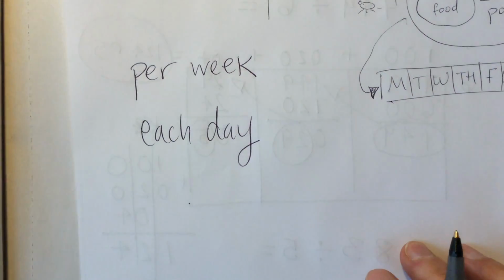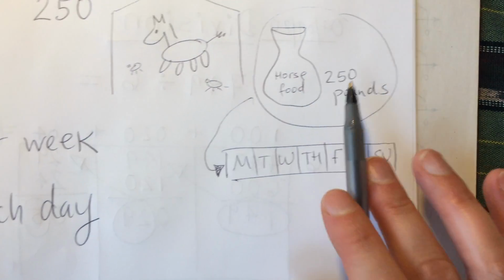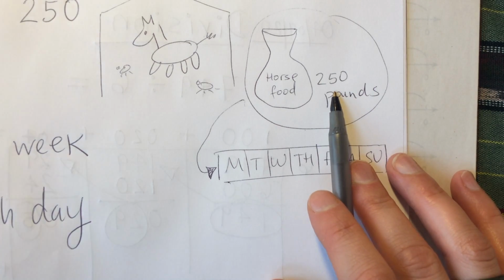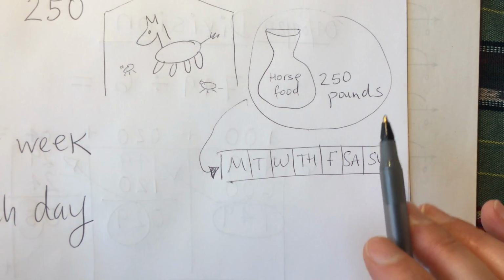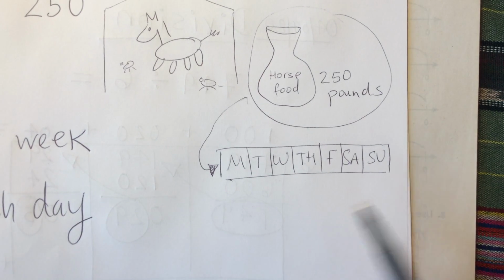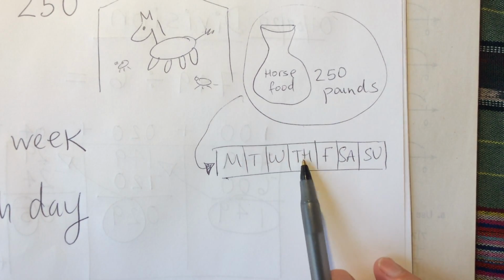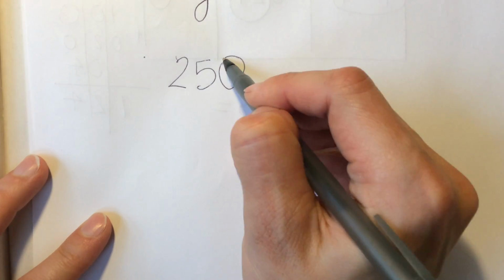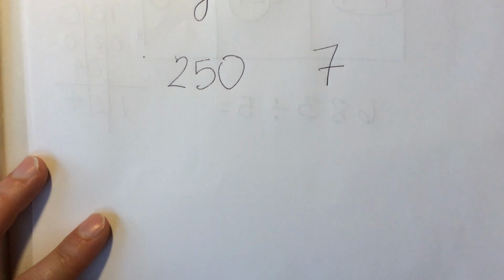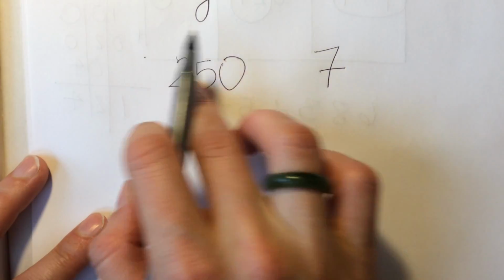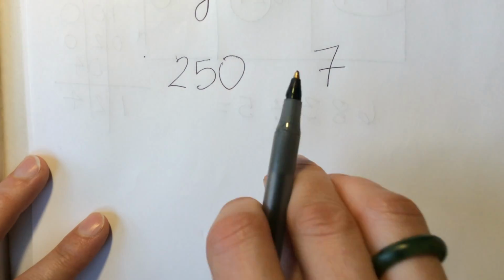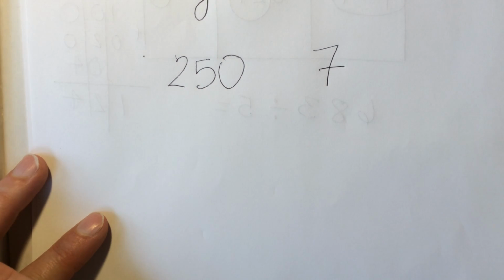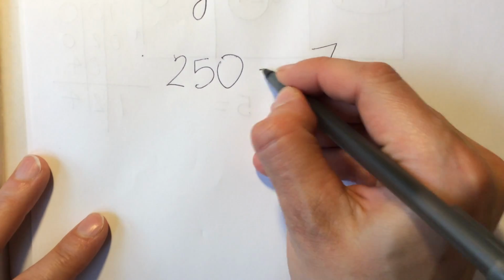So we have 250 pounds of food. We want to know how much food they eat each day in 1 week. So how many days are in a week? 1, 2, 3, 4, 5, 6, 7. So if we have 250 pounds and we have 7 days of a week, I want to know how much of this they eat every single day. So is this question plus, minus, times, or divide? Well, it sure is divide.